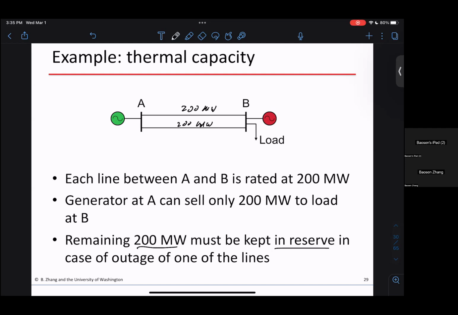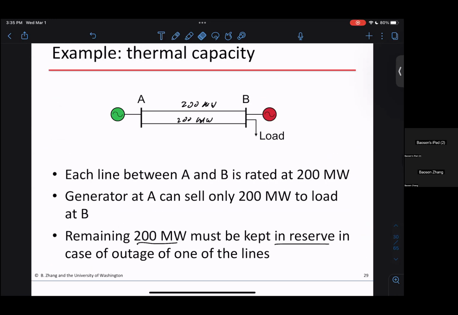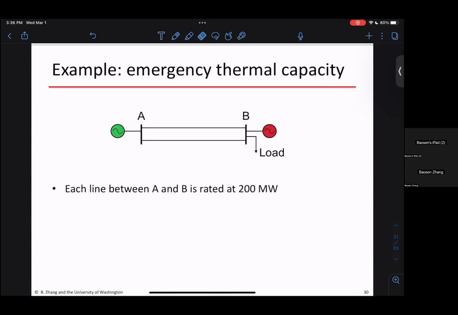So obviously this is not great. You're building one line just for backup. So the way around this is to ask, what happens if you have emergency thermal capacity? We used to just say you have a thermal capacity and you keep one line as reserve, in case something happens. The thing is, now the systems are all operating much closer to capacity, so we want to squeeze more efficiency out of this. So now systems are employing something called emergency thermal capacity.